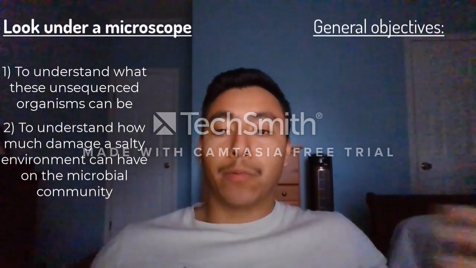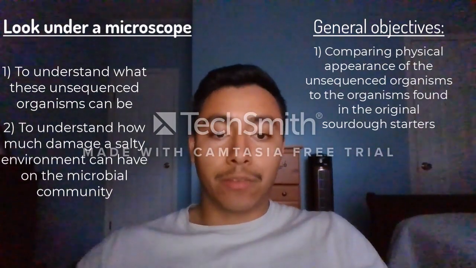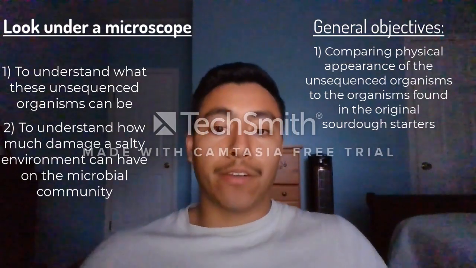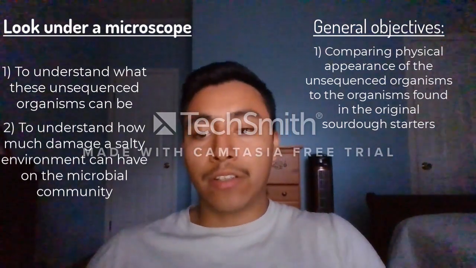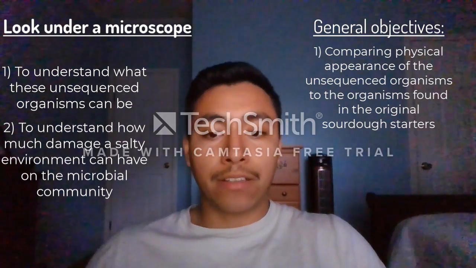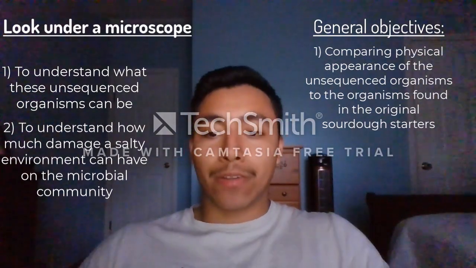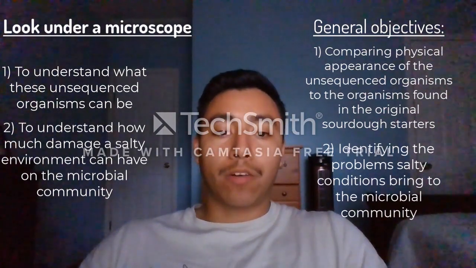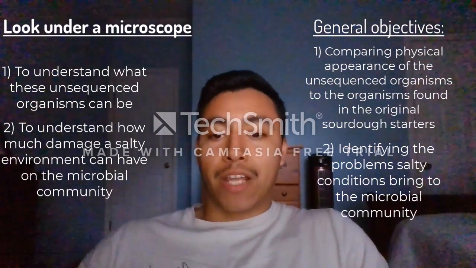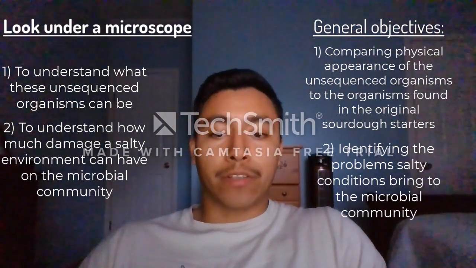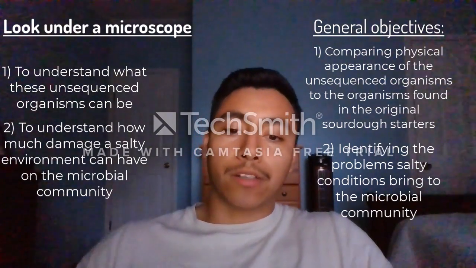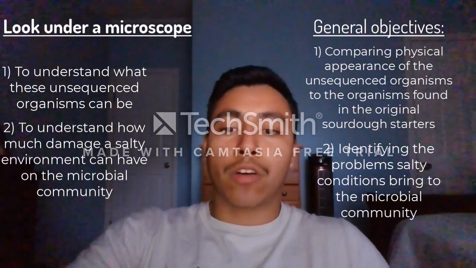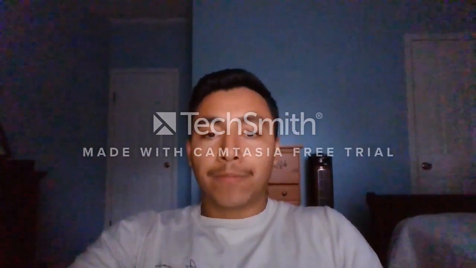The general objective for number 1 will be comparing the physical appearance of the unsequenced organisms to the organisms found in the original sourdough starters, including Saccharomyces cerevisiae, Lacticaseibacillus paracasei, Bacillus cereus, and more. Then for number 2, we will be identifying the problems salty conditions bring to the microbial community. Could an excess amount of sodium chloride prevent certain proteins through the cell membrane, or cause the cell membrane entirely to rupture, or introduce loads of mutation causing the cell to go to apoptosis?